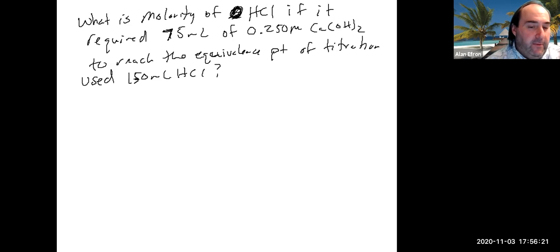So basically, we took 150 milliliters of HCl, and it took 75 milliliters of 0.25 molar calcium hydroxide to reach the equivalence point. Give it a go. Take a few minutes. I'll do it as well since I made it up. Hopefully it'll work out.